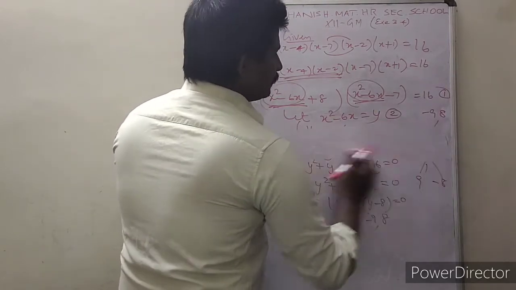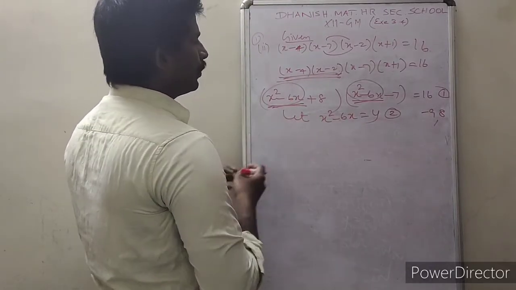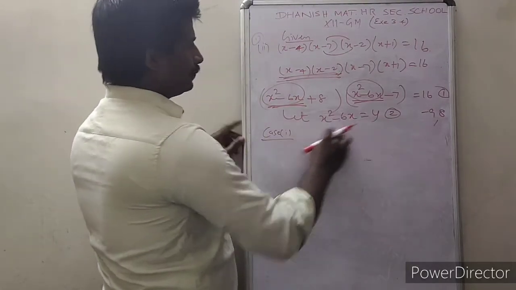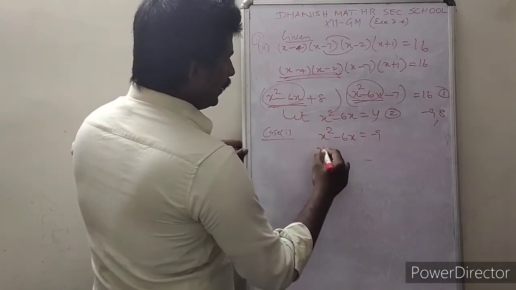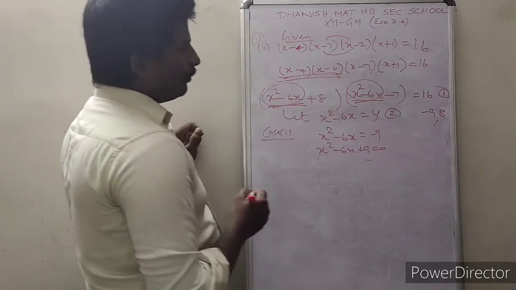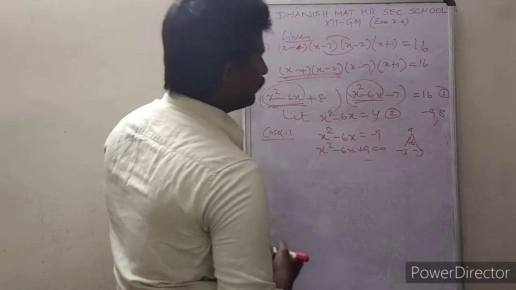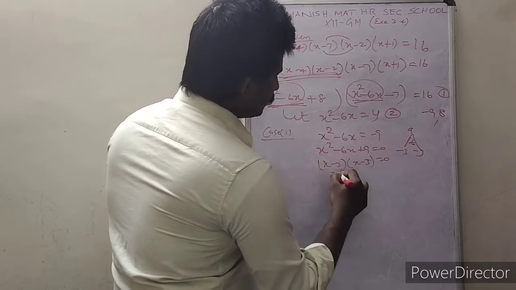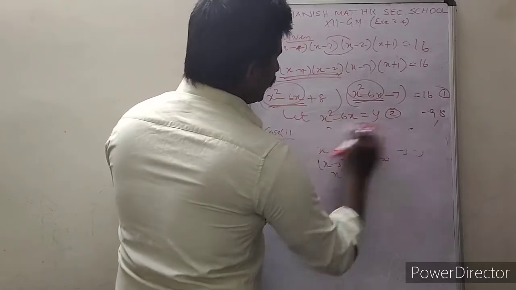Now I'm going to finish case 1. Case 1: y as minus 9, x square minus 6x equal to minus 9. So what will happen? x square minus 6x plus 9 equal to 0. So here I am going to factorize this by splitting the middle term concept. So 9, minus 6, so minus 3 minus 3. So x minus 3 whole square equal to 0. Our x values are 3 and 3. So we got the first two x values, 3 and 3.